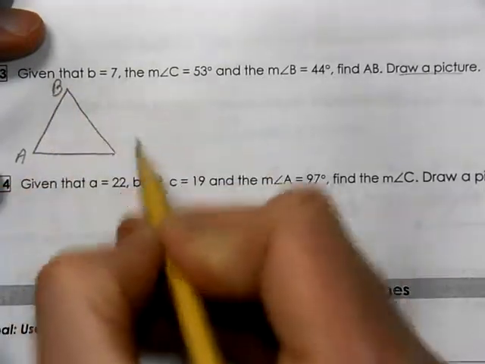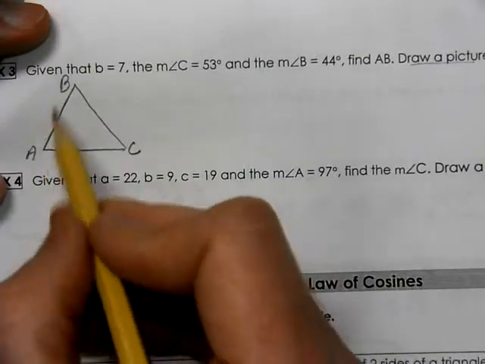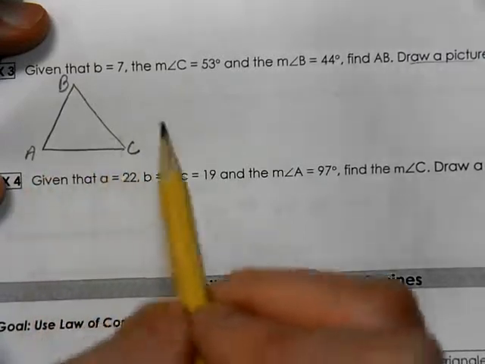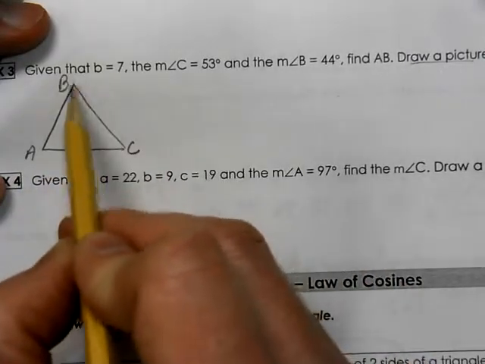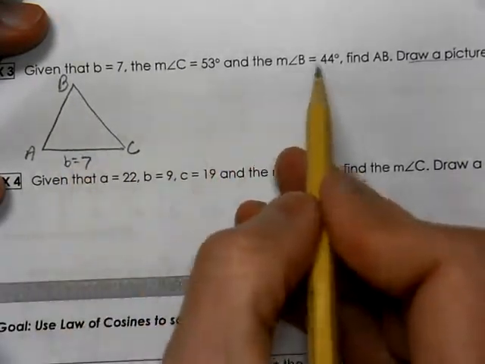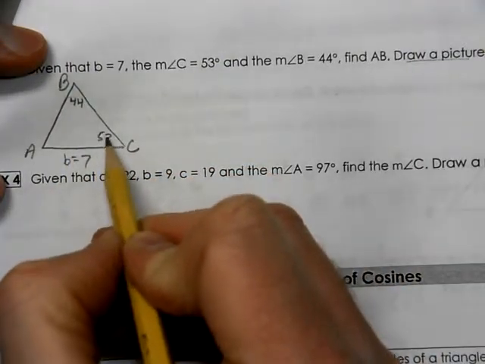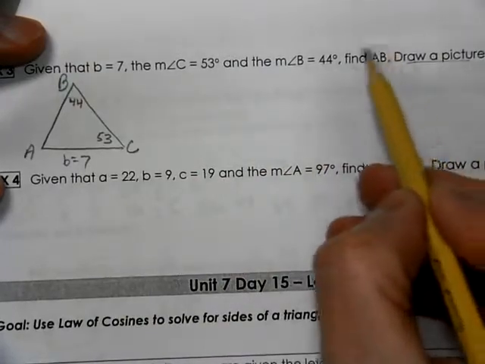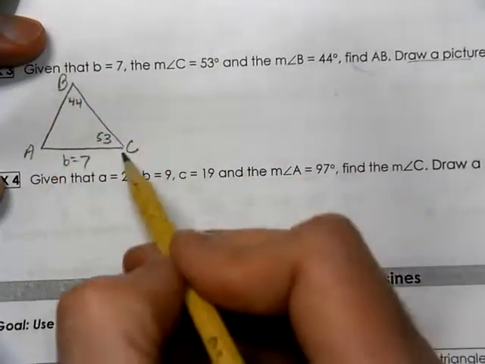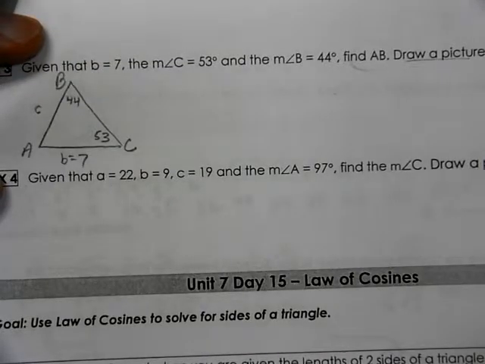Angle A, B, and C. It really doesn't matter where you put the A, B, and C. I usually put them in clockwise order, but it wouldn't matter as long as your side B is across from your angle B. Your angle B is 44. Your angle C is 53. And they're asking you to solve for AB. Well, segment AB is the same thing as side C. So that's what we don't know, side C.